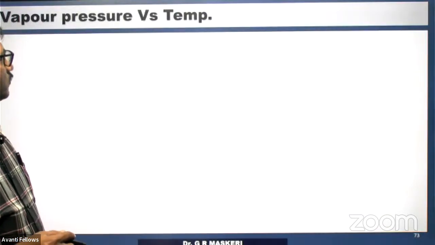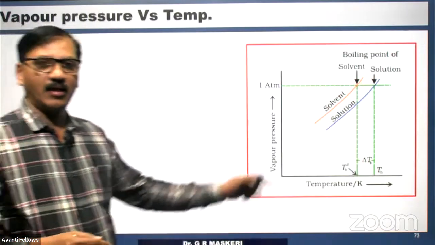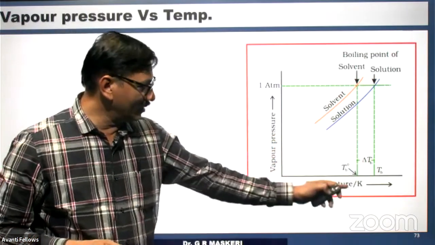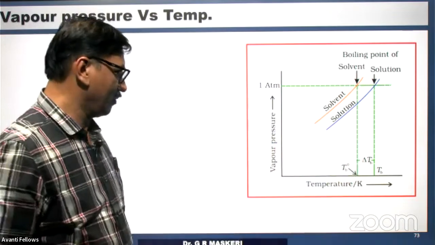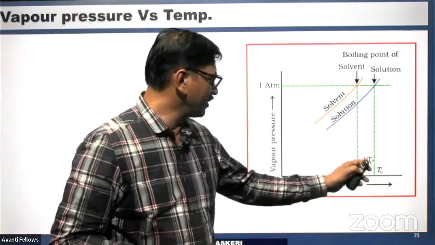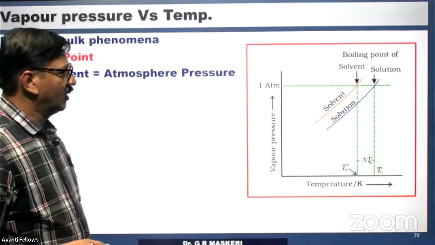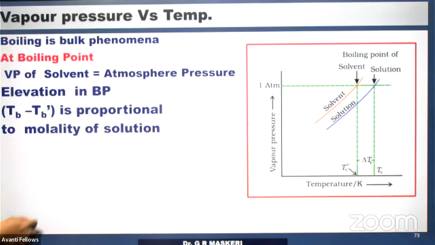Now look at the same graph that I have drawn. This is the temperature difference. This is delta TB. The difference is delta TB, right?